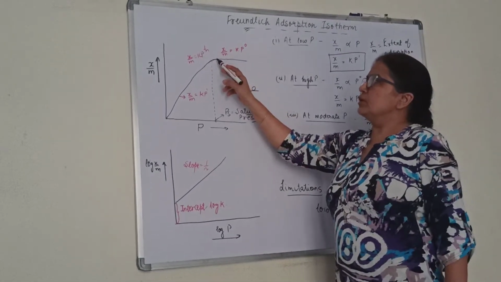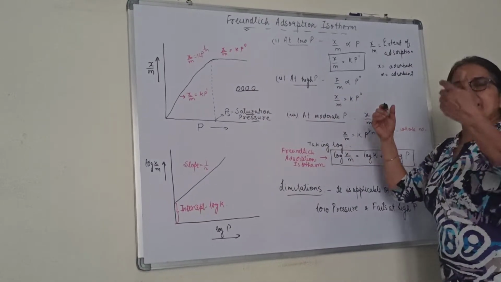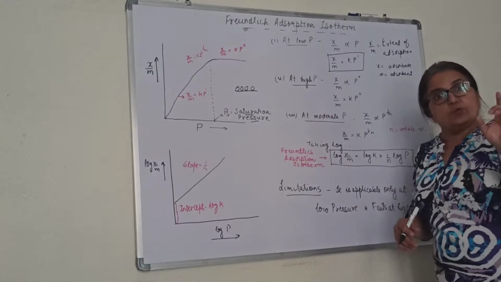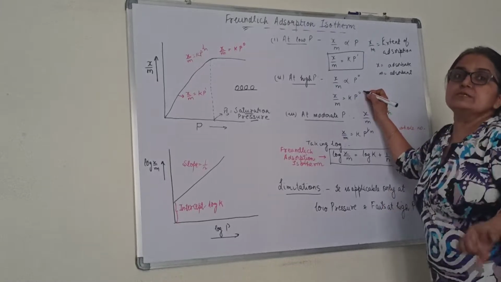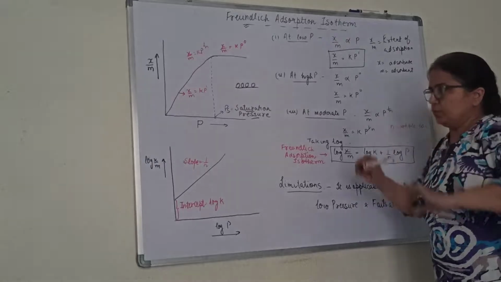At high pressure, very high pressure, this becomes independent of pressure. Let the pressure change, x by m does not change. I said no, equilibrium, saturation pressure is there. So we get p to the power 0. So x by m is equal to kp to the power 0.